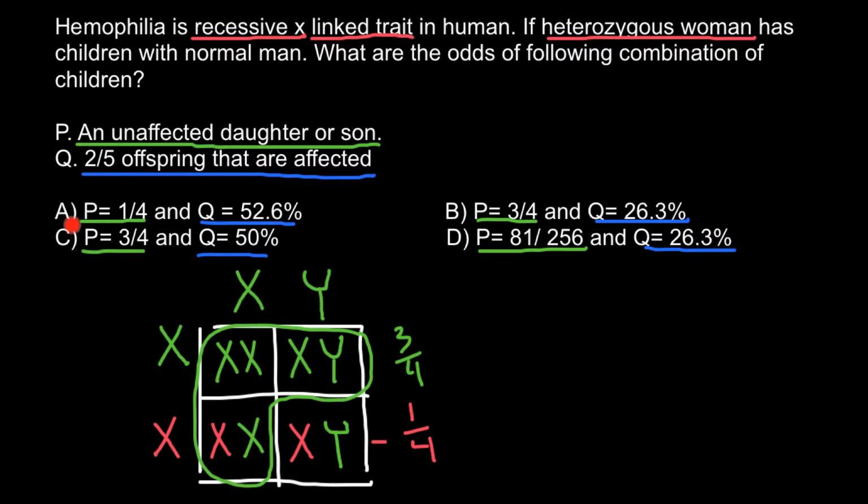For example, answer A gives us the answer for this question P: 1/4 would be an unaffected daughter or son. Or in other words, we can say what is the probability that this couple would have an unaffected child without reference to the sex of the child, and the answer is 3/4. So we can cross out this answer completely because it says that this is going to be 1/4. This is not true. We also can cross out answer D.